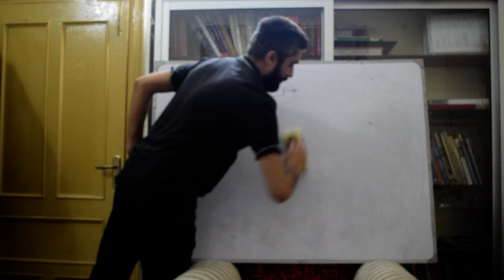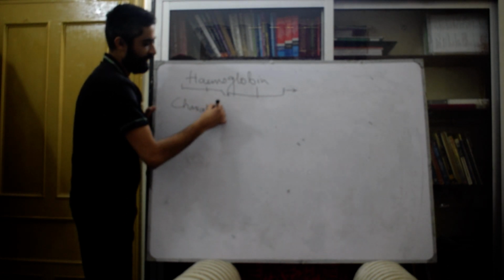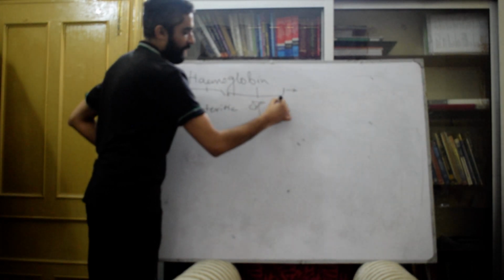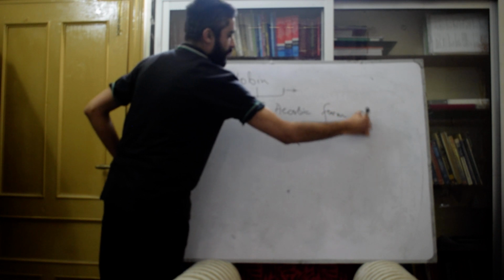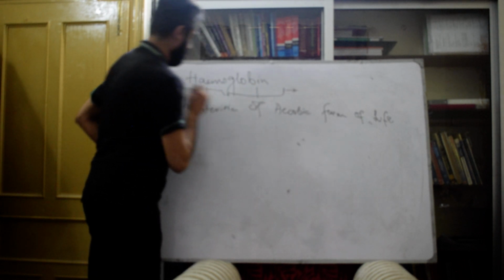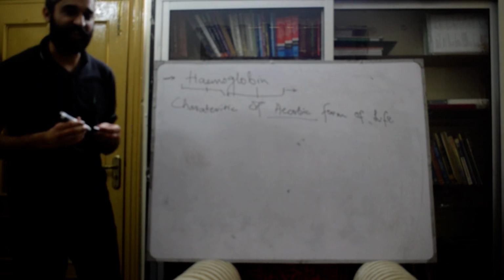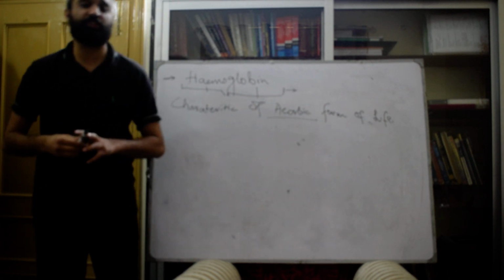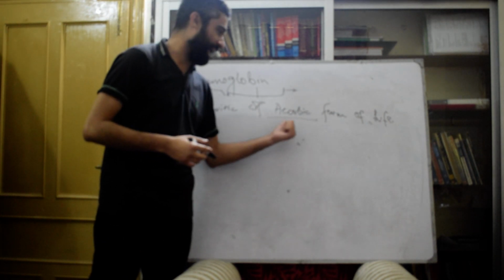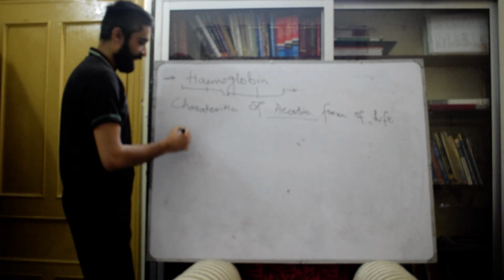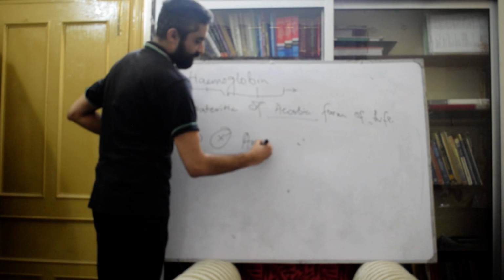Remember, hemoglobin is a characteristic of the aerobic form of life. It means that hemoglobin is present in aerobic life. Aerobic organisms are those which are dependent on oxygen, and dependent on hemoglobin to carry this oxygen molecule. And hemoglobin molecules are not present in the anaerobic form of life.